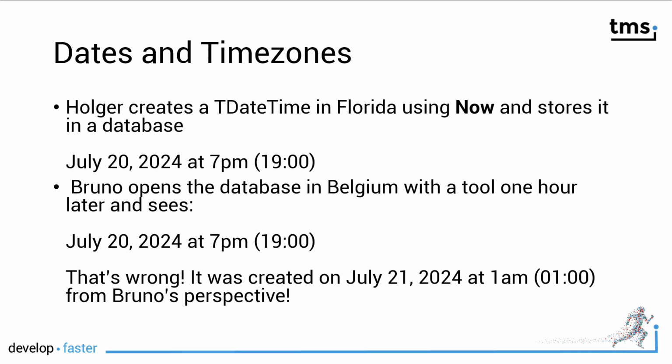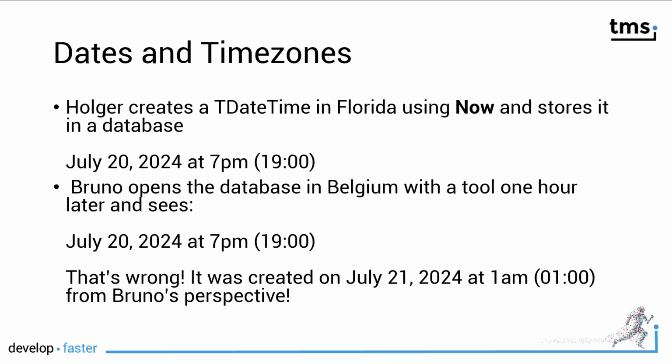Because Florida is 6 hours behind Belgium. So if it is 7 p.m. or 1900 hours here, it is actually 1 o'clock in the morning for Bruno. And that's what the database should reflect, right? Because if you do, in particular, calculations, how much time you spend on a certain task, you're now getting what I am getting at.